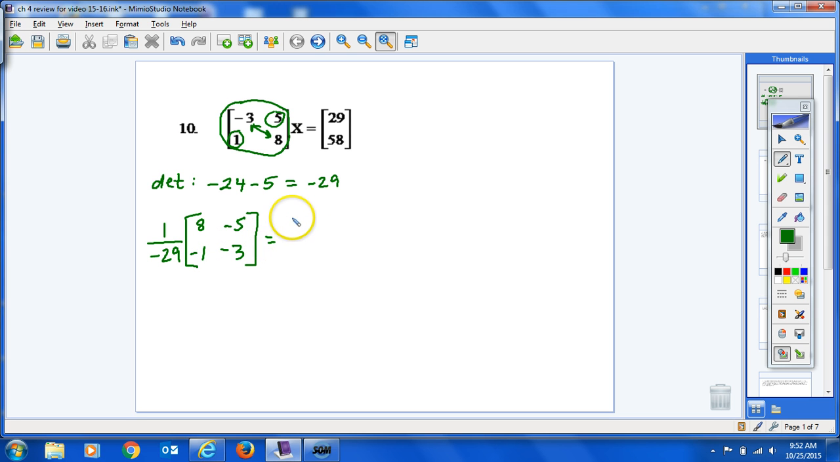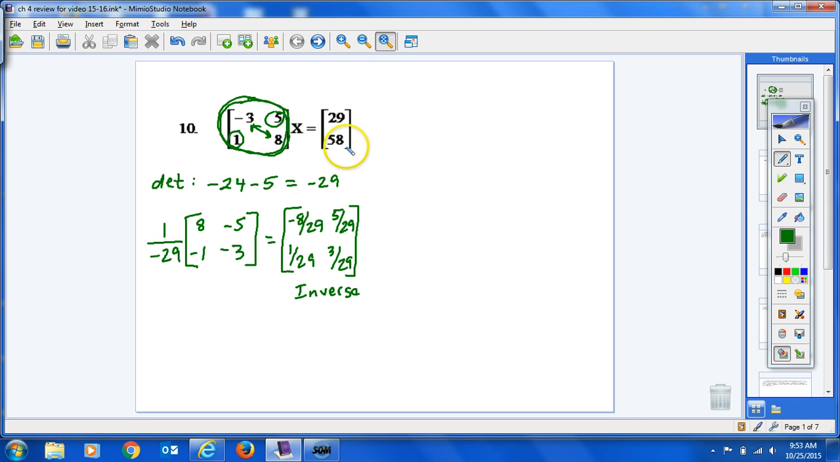And now I'm multiplying, this is scalar multiplication, I'm going to multiply negative 1/29 times each of these four numbers: negative 8/29, positive 5/29, positive 1/29, positive 3/29. Okay, so this 2 by 2 matrix that we have just come up with is the inverse of this matrix.